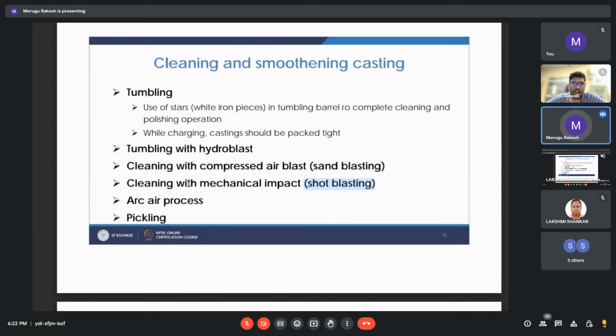Then we can use the pickling process. Pickling is a process we use to remove stains or unwanted oxide layers on the surface of any casting. It soaks the casting part in some acid, say hydrofluoric acid, then we remove it, keep it in a neutralizing solution, and clean it off. That is how pickling works, to remove stains or oxide layers on the surface.